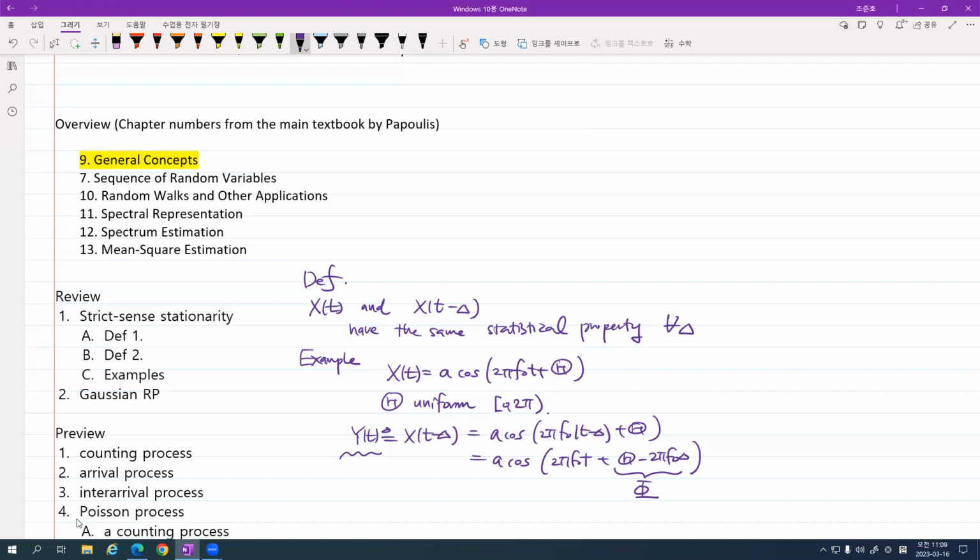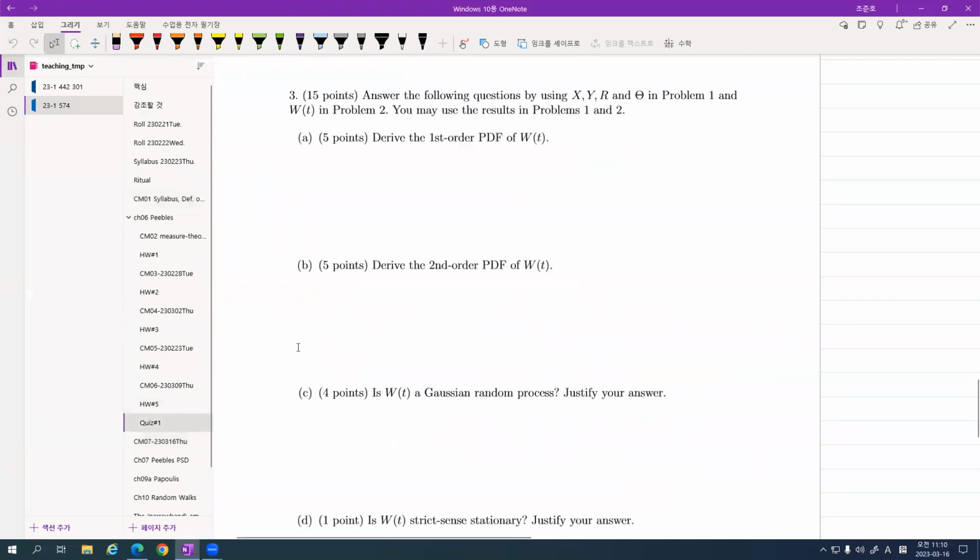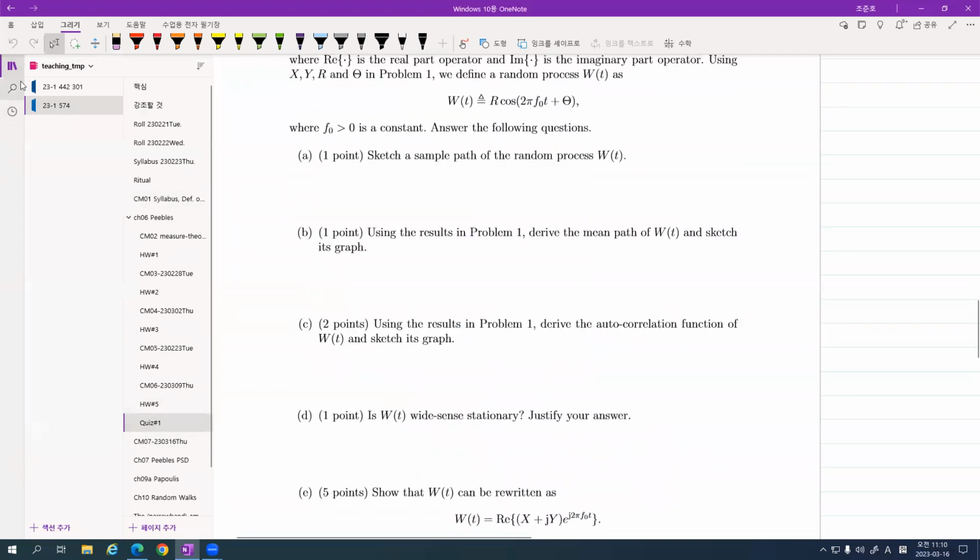However, since I didn't emphasize this definition, I kind of gave different ways to prove or solve problem 3 in your quiz by assuming the random process is a Gaussian random process. So before we move back to the Poisson process and counting process, let's take a look at problem 3. That's the problem in our quiz.